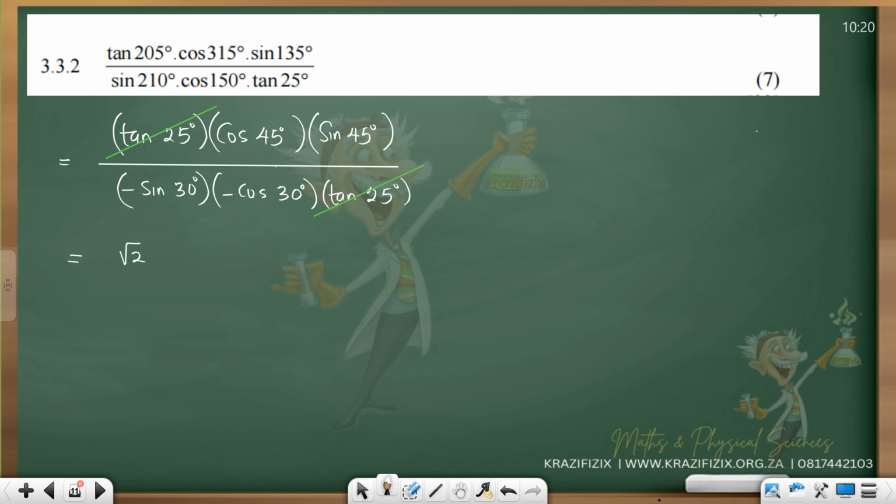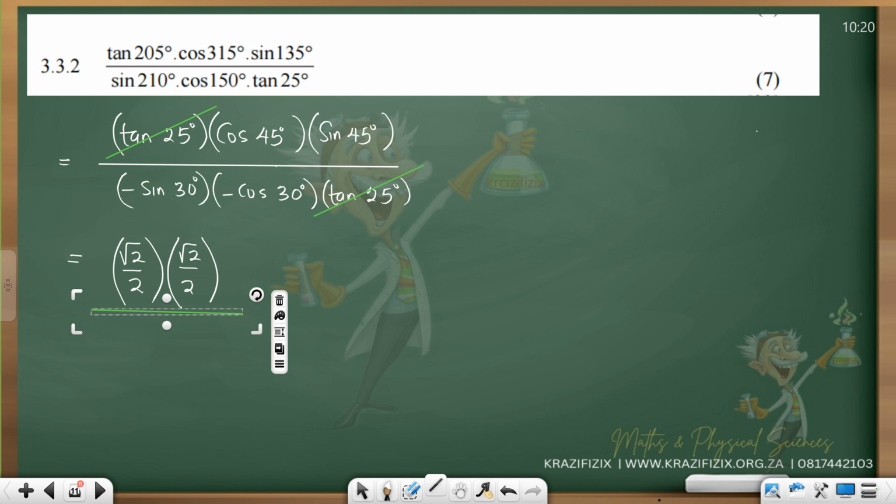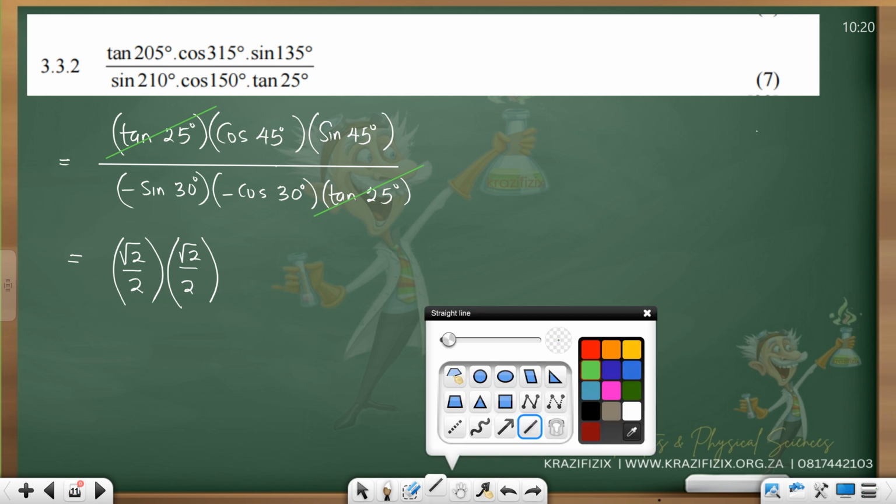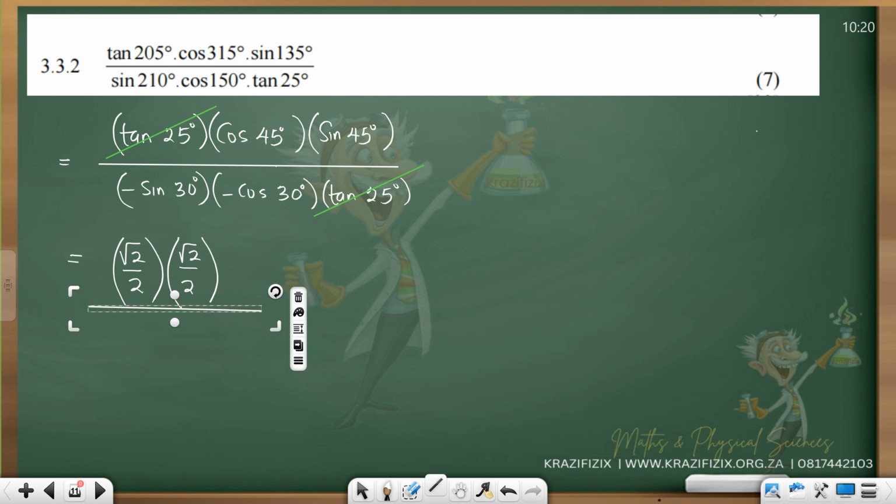Cos 45 is root 2 over 2. If you don't remember, I told you, nothing wrong with using your calculator. There's a mark here. Now, negative times negative will give me a positive. And what is sine 30? You must remember that. It is half. And cos 30 is root 3 over 2. Okay, let's put the negatives first, and then we simplify. So the negatives are in.